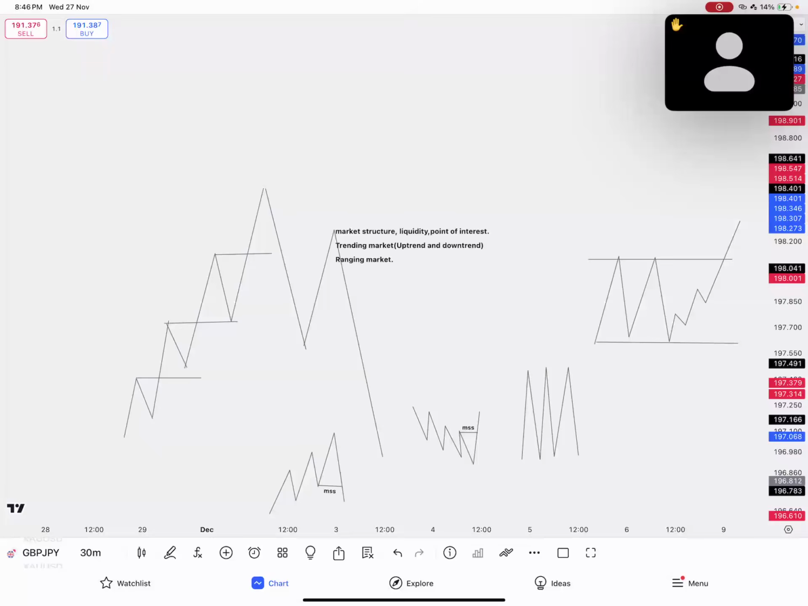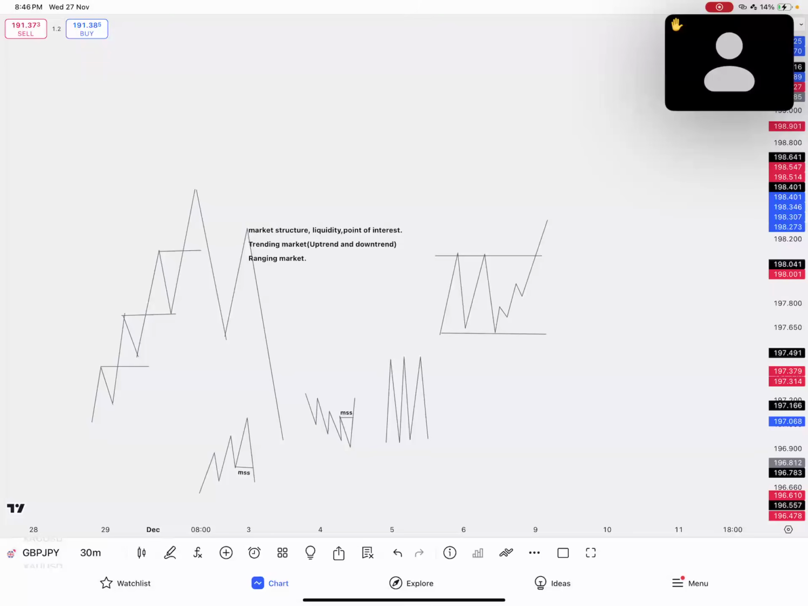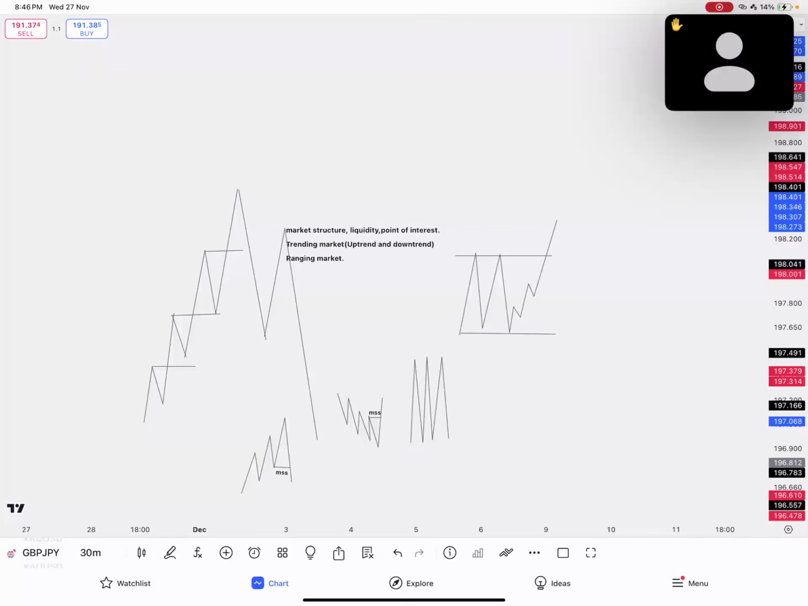That is even more valid because it's a double break of structure. It broke this high here and also broke a resistance level there. So this is a very, very valid, high probability break of structure. It's the one that breaks two structures. It will break the first high and then break another high. So you broke this last high here and also broke this resistance level here. That is a very high probability break of structure.